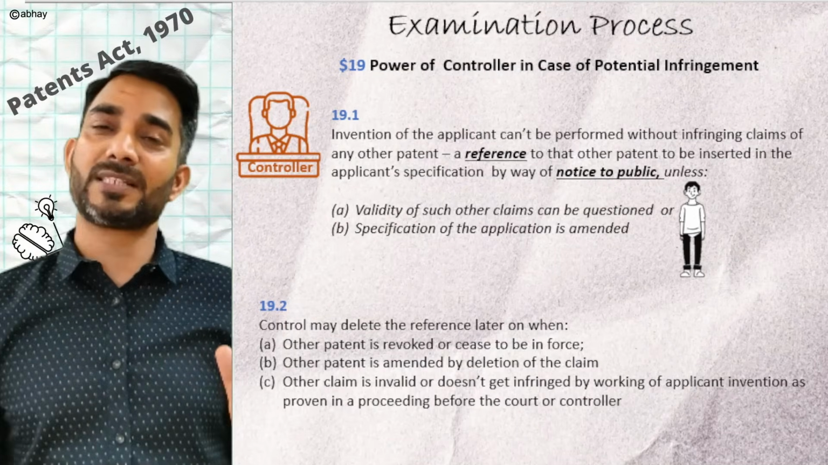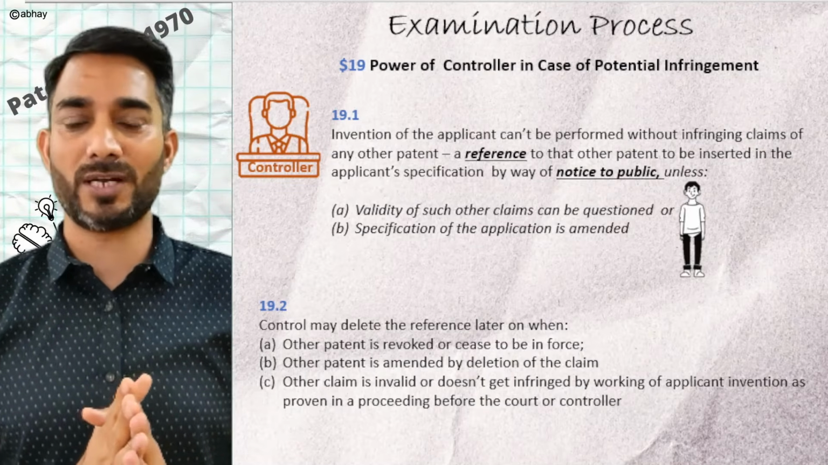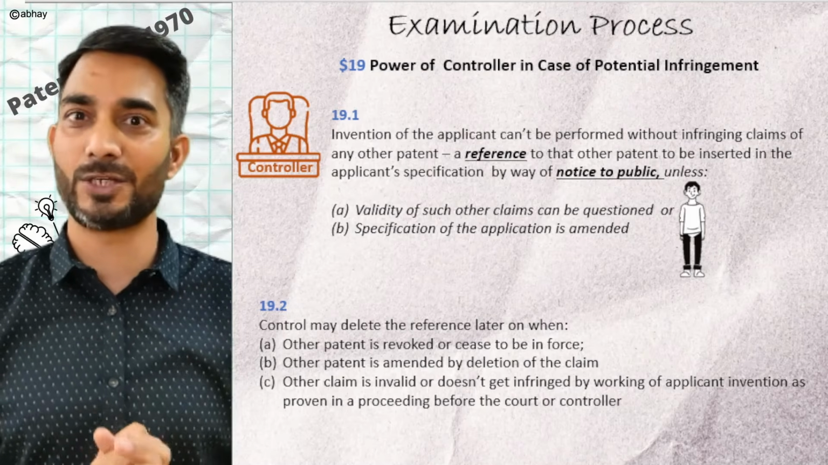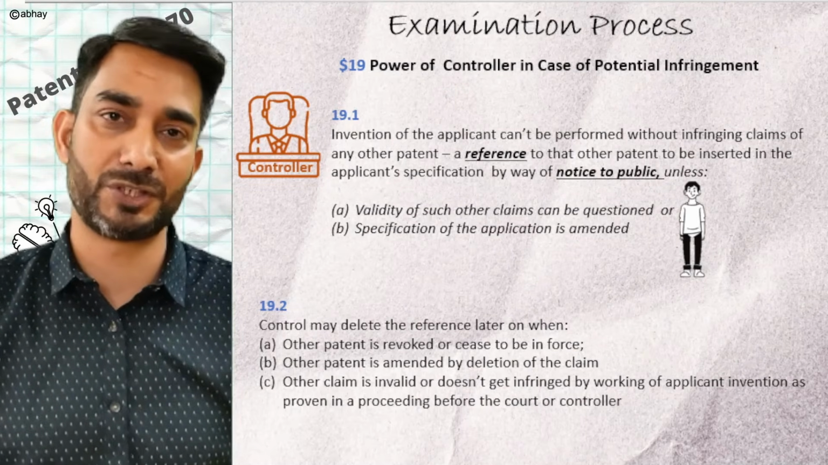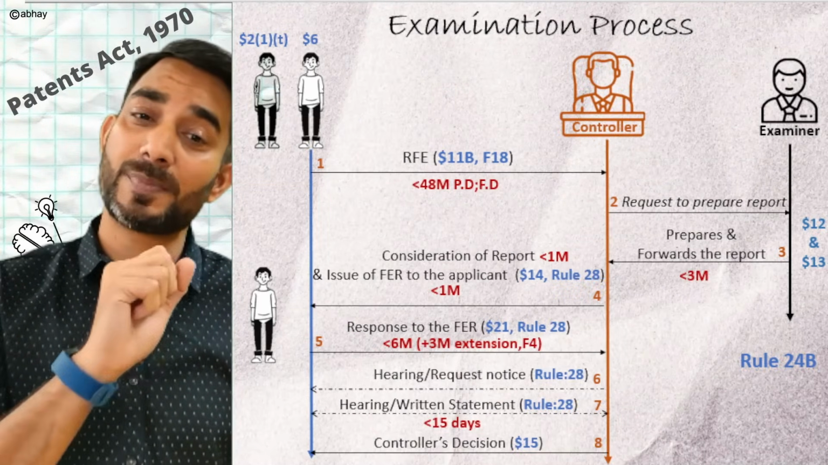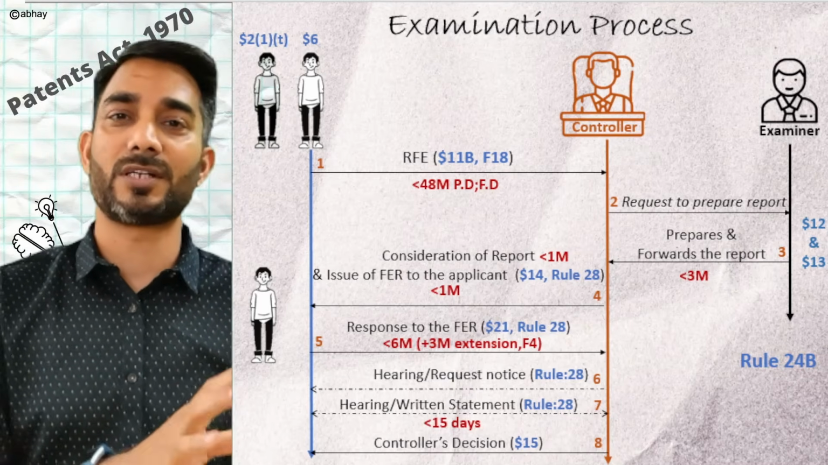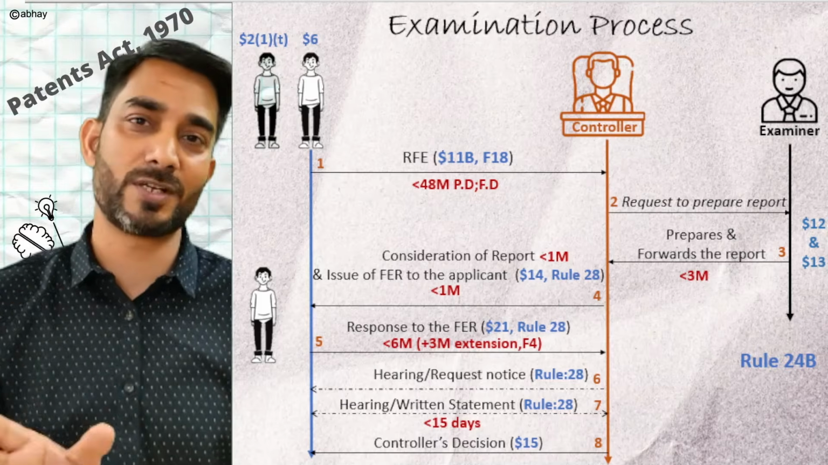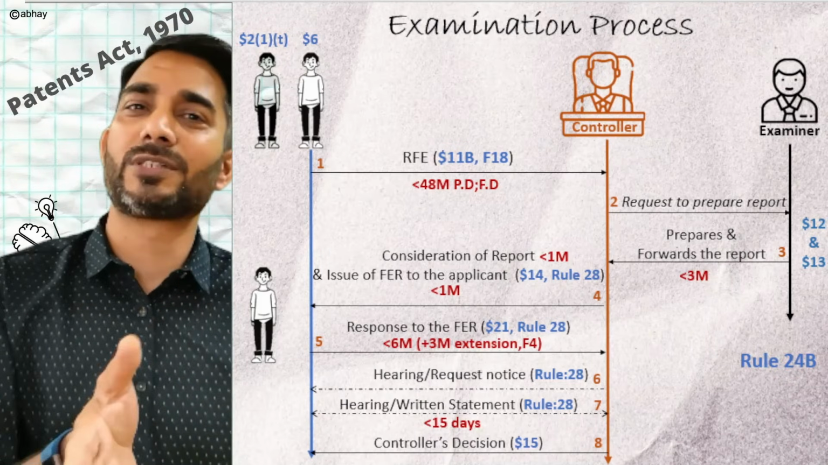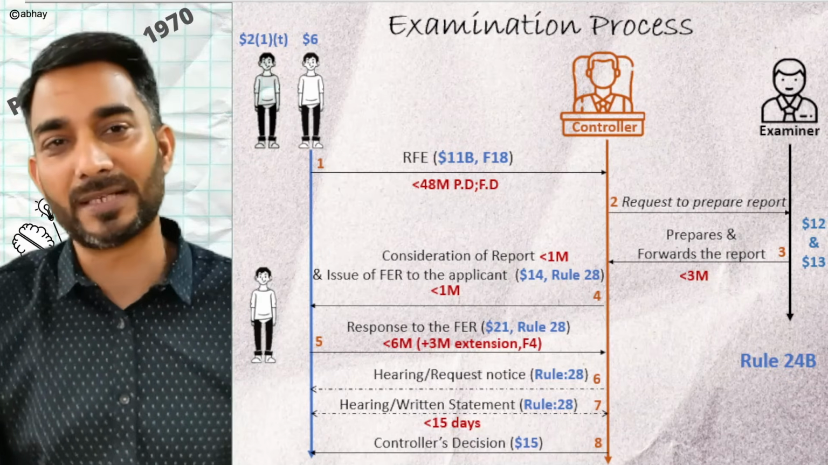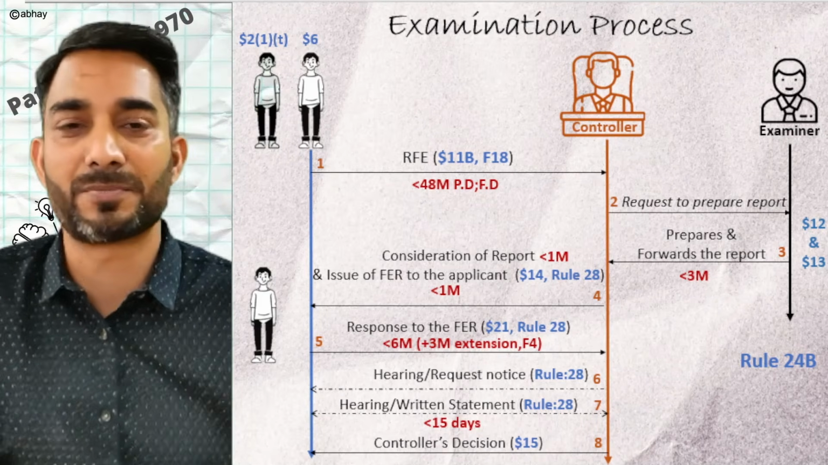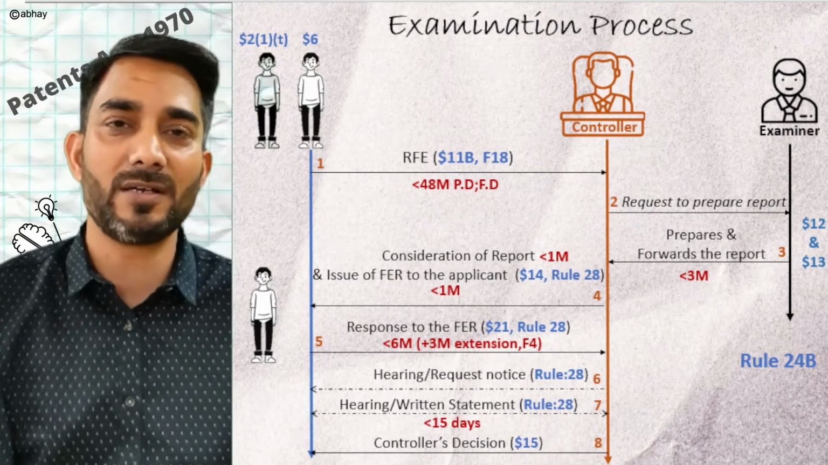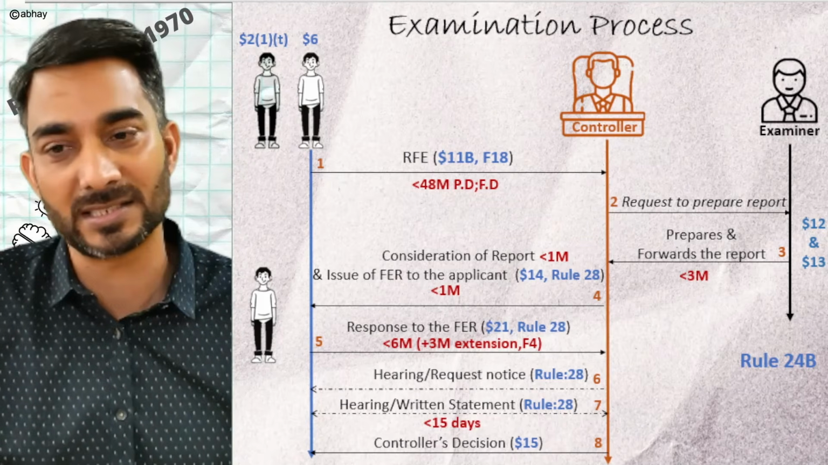So this brings us to a stage where the controller has views from all the sides and is ready to issue his decision. So as per section 15, the controller issues a decision whether to grant a patent or whether to reject a patent. This of course can be appealed by the applicant. This is all about the examination process. We have specific timelines for all the steps in between. Overall, there is no specific timeline as such.